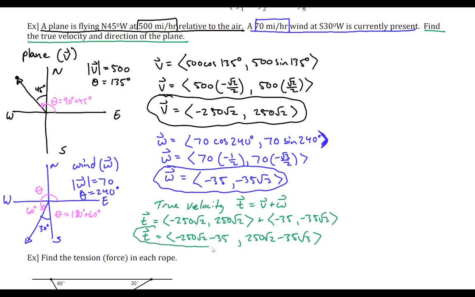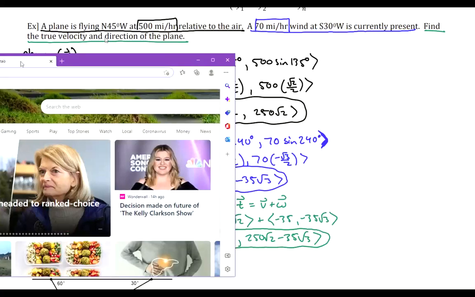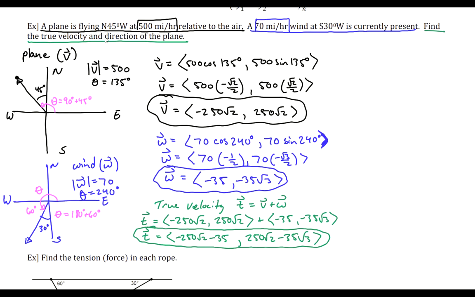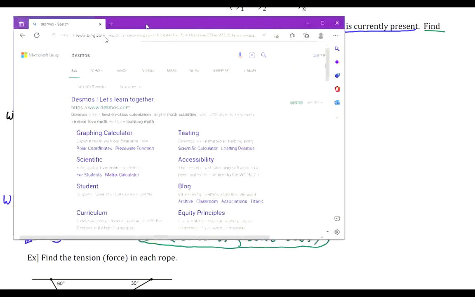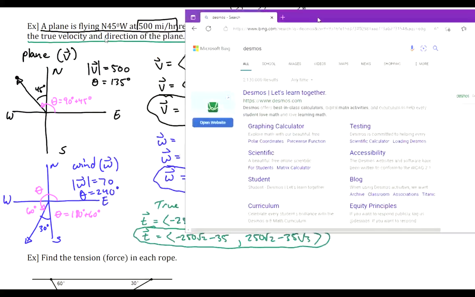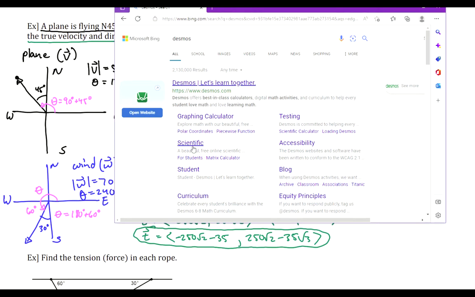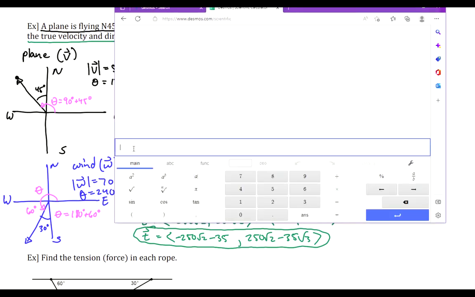I'm going to cloud it if we cannot use a calculator. But what I think we need is a calculator for these problems. So most of the time, they make us do our approximations. So there's Desmos. I'm going to use that. I'm going to do the scientific, and then I am just going to type those in to get decimal approximations.